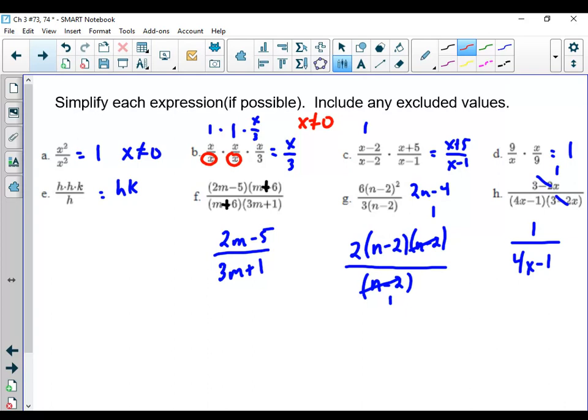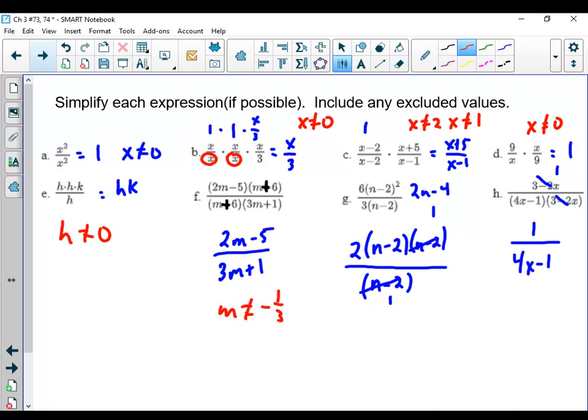Same idea on C. I definitely have x equals 1 as an excluded value. What's the other one, though? 2, because in the original I had x minus 2. So x could not equal 2 or x could not equal 1. For D, it was just x couldn't equal 0. Even though we canceled those out, it couldn't be equal to 0 originally. For E, h could not equal 0. That's an excluded value. For F, well, we know this one couldn't work, so it couldn't be negative 1/3.